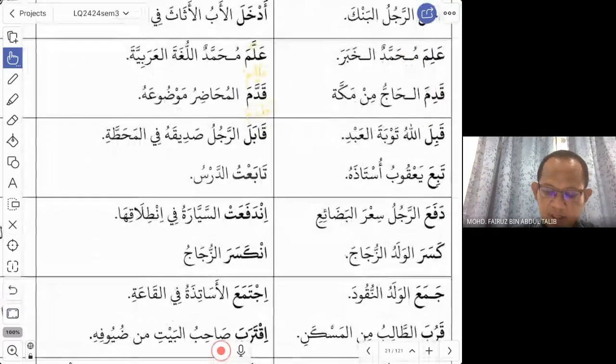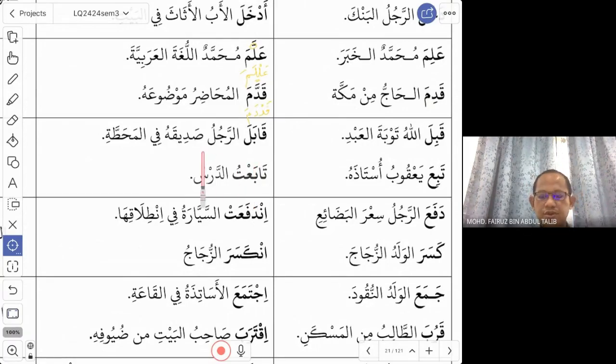The meaning is changed. Qabila, accept. Qabala, meet. So qabala rajulu sadiqahu fil mahatta: the man met his friend in the mahatta, in the station. Mahatta is a station. Mahattatul hafila, bus station. Mahattatul qitar, train station. Now, qabala is fi'lun mazid.